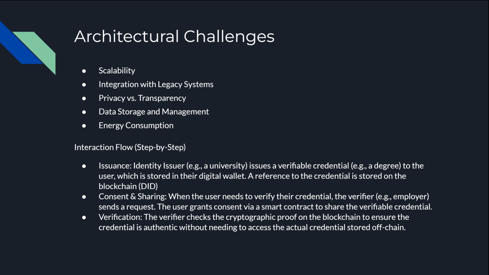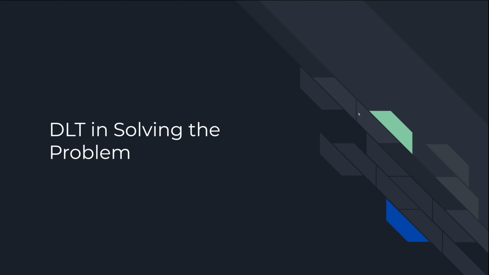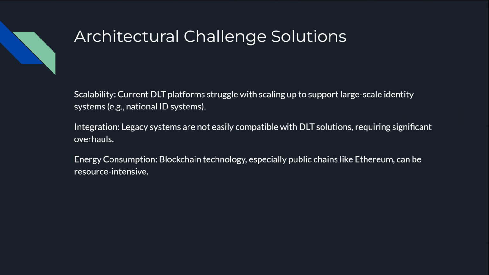Next, we have energy consumption. Depending on the DLT platform used, energy consumption can become a concern. Systems that rely on proof of work require significant computational power and energy resources to process and validate transactions. Now on to how DLT is solving these problems. For our architectural challenges, it actually already has built-in solutions.